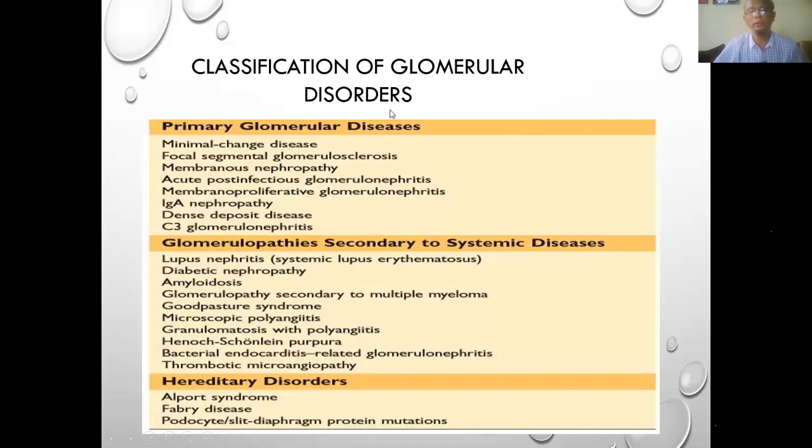You all know there is a primary glomerular disease, glomerulopathy secondary to systemic disease. There are some hereditary disorders, and also some miscellaneous causes.